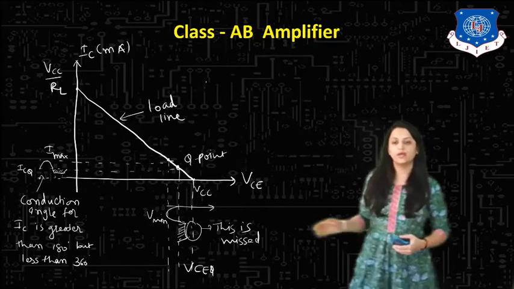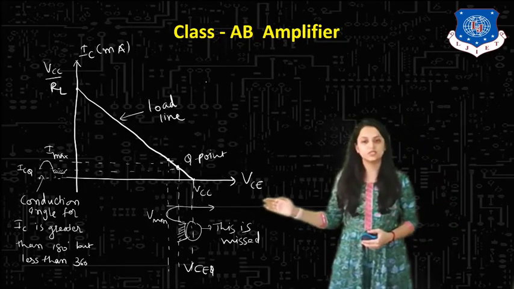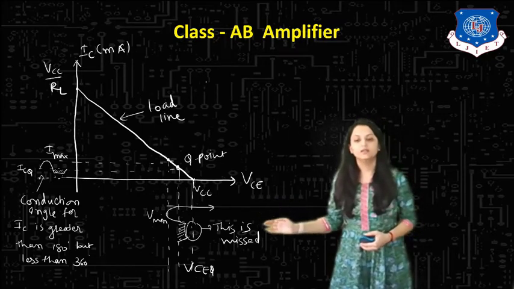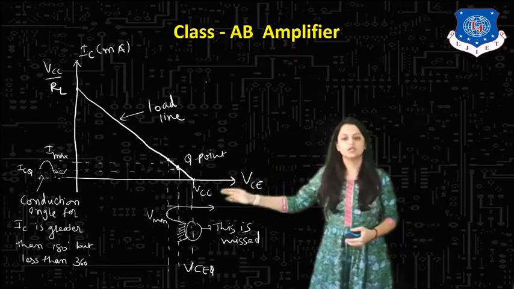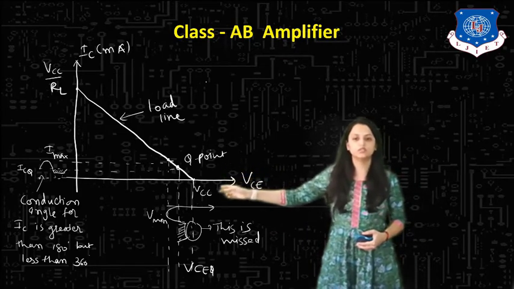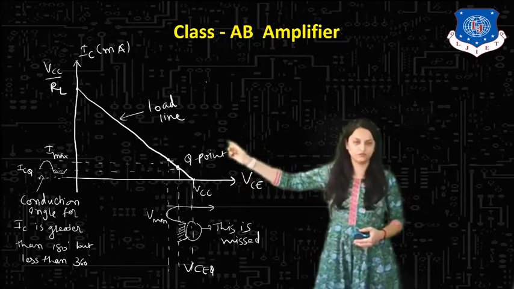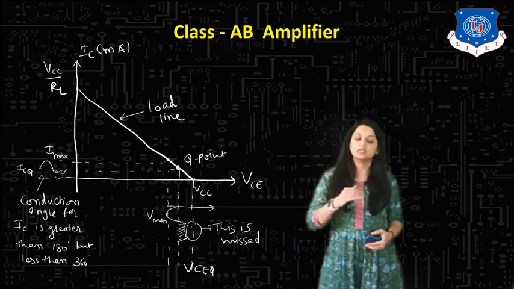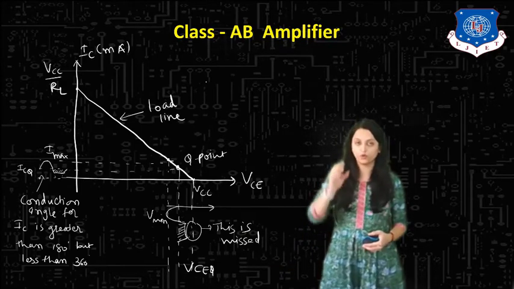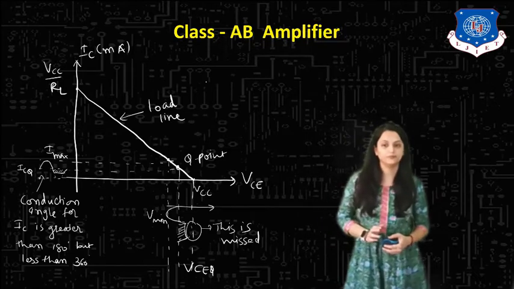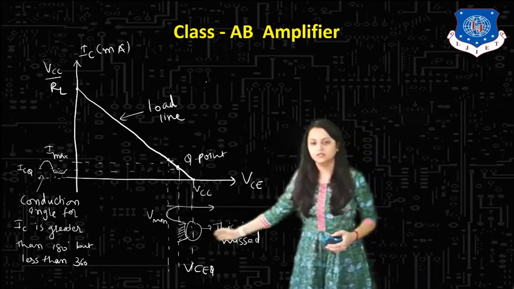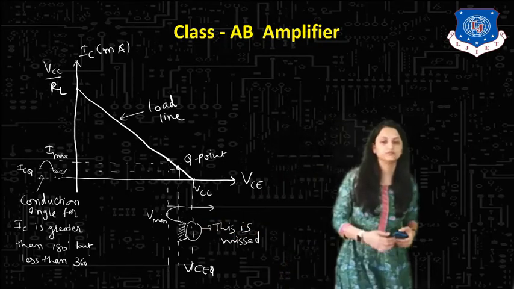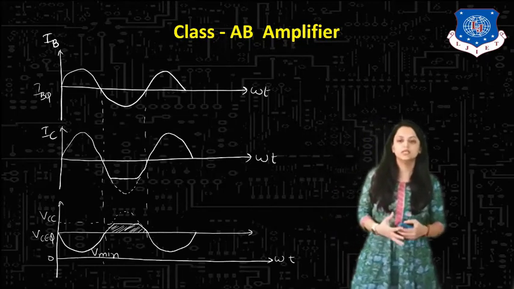Here if you look at this diagram, this is a diagram of IC versus VCE, where IC is in milliamperes and VCE in volts, and the Q point is indicated, which is above the cutoff region, not on this line and not at the center of the load line. So it is giving the signal output for more than 180 degree but less than 360 degree. Here you can see that this part of the input waveform is missed. This is the waveform for this.